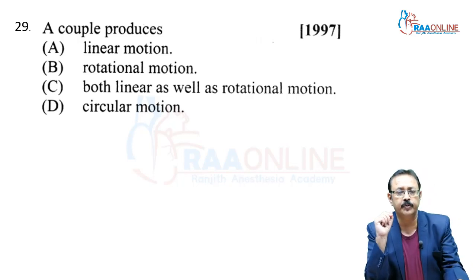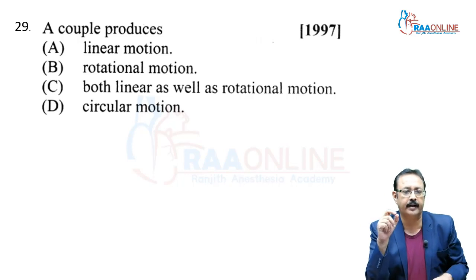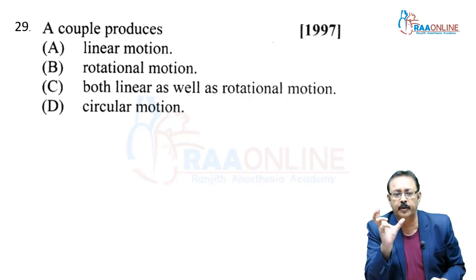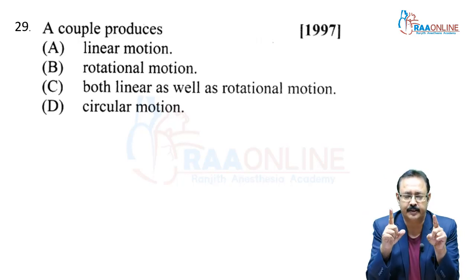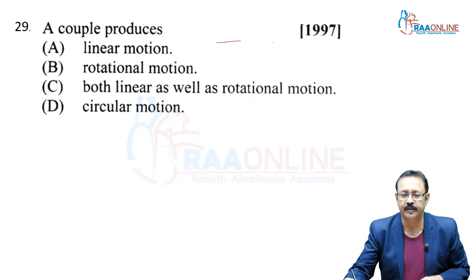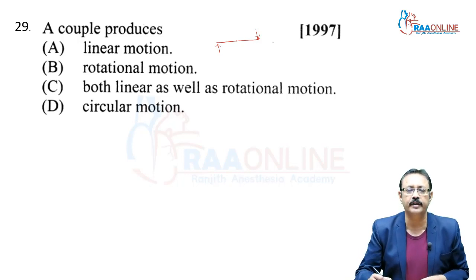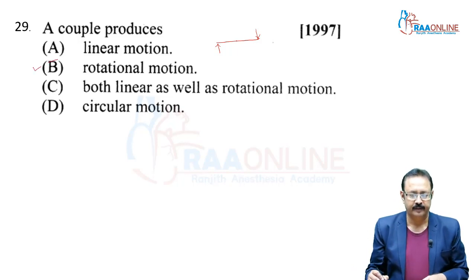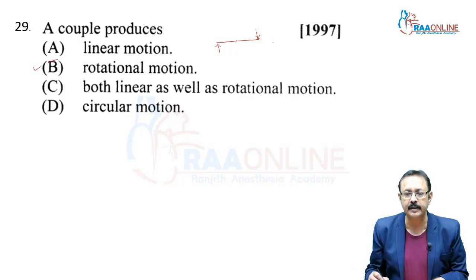A couple produces, we have studied this in so many topics, in magnetism, in electricity. A couple produces rotational motion. Couple means two equal forces acting in opposite directions. So we saw in magnetism, we saw in electric dipole, what these two forces will do. They will try to rotate this rod. So we will go with rotational motion. The effect of a couple is torque.